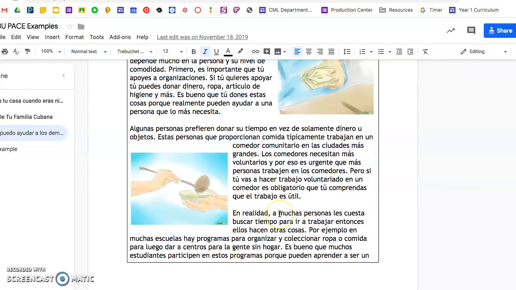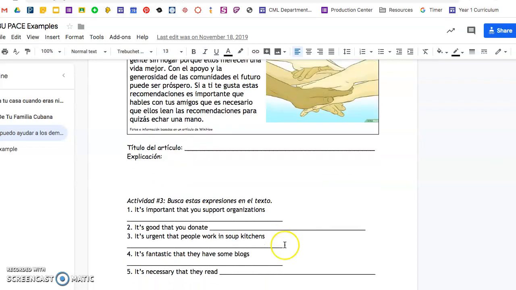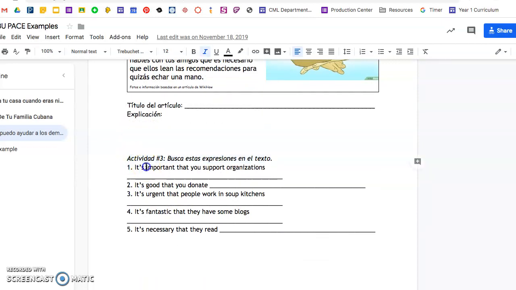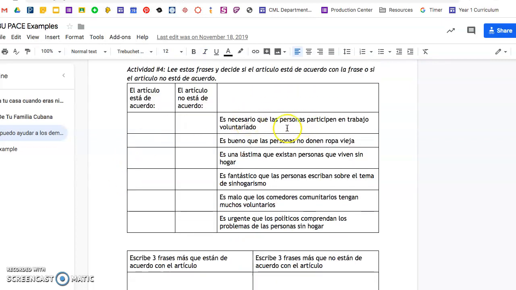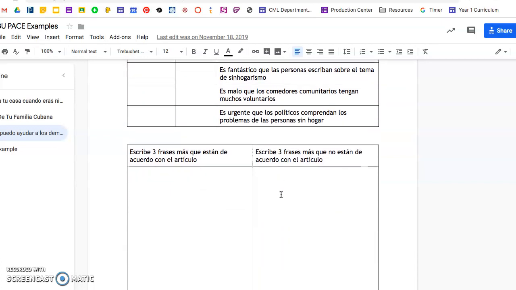So they have to read through this article that has the subjunctive in a bunch of different places here. So what they're doing is they're reading, giving the article a title and an explanation, finding these expressions, which are all subjunctive expressions, because I'm kind of getting them ready to guide their attention to it. Deciding, well, does this sentence make sense or not? Does it make sense when it's good that people don't donate old clothes? Well, no, that doesn't make sense based on what's in the article. The subjunctive is in all of these, but I'm asking them to do interpretive tasks with them.